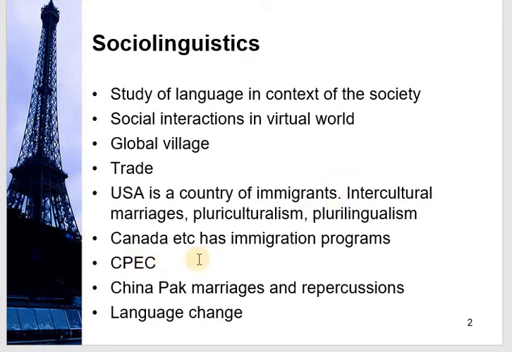Canada has the largest number of immigrants, and it has started different immigration programs. And there are also many people who have diverse cultures, and their language is also different. CPEC has started in Pakistan, and the collaboration of China and Pakistan has also started to bring changes. Just a few months back, there were several marriages, and Chinese males married Pakistani females.